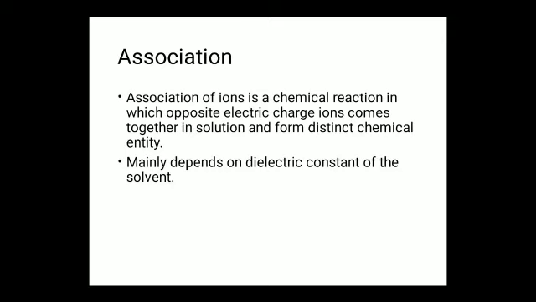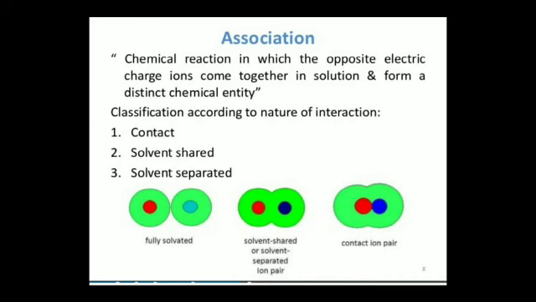Next one, association. Association mainly depends on the dielectric constant of the solvents. Association of ions is a chemical reaction in which oppositely electrically charged ions come together in a solution and form a distinct chemical entity. Observe the following diagram: a chemical reaction in which opposite electric charge ions come together in a solution and form a distinct chemical entity.